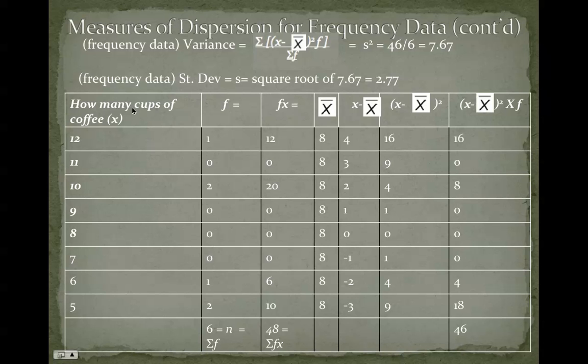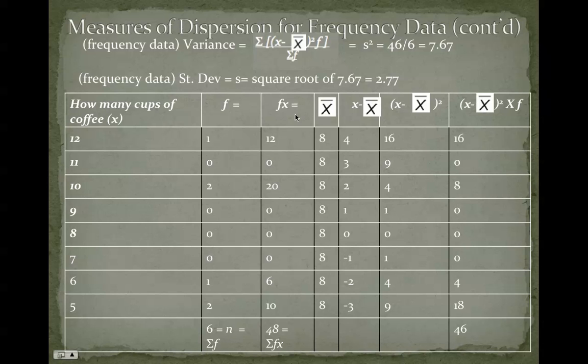So here we have frequency data, so I have grouped the number of cups of coffee: 12, 11, 10, 9, 8, 7, 6, 5. F stands for frequency, so one person had 12, 0 people had 11, 2 people had 10, 0 people had 9, 8, or 7, 1 person had 6, and 2 people had 5. Okay? So if I take the sum of this column, which is F, the sum of the frequency, I should get the sample size, which is 6. So sum of F equals 6.